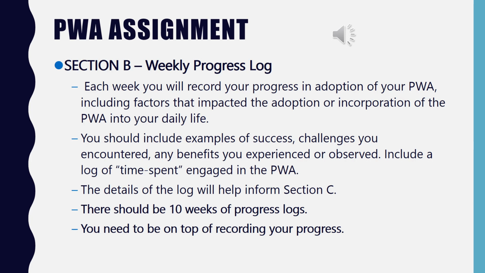Section B will include your weekly progress log. Each week you will record your progress in the adoption of your personal wellness activity, including factors that impacted the adoption or incorporation of the PWA into your daily life. You should include examples of success, challenges that you may have encountered, any benefits that you experienced or observed. And it's important that you include a log of the time you spent engaged in the PWA during the week. The details of this log will help to inform Section C.